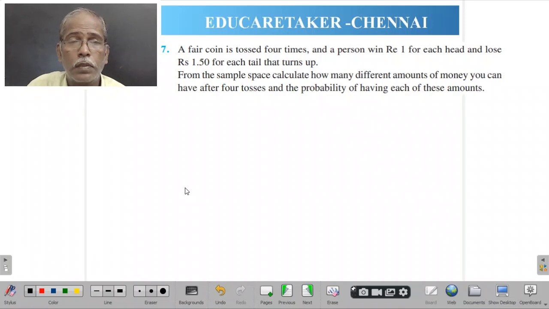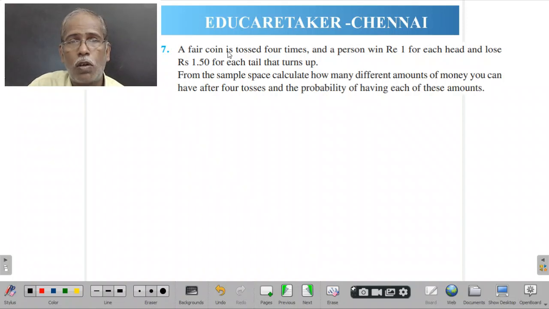Hello students, just have a look at question number 7 from exercise 16.3. A fair coin is tossed. Fair coin means the outcomes are equally likely. Unbiased dice, the outcomes are equally likely. Otherwise, the probabilities of the sample points will not be equal. They won't be equally likely.